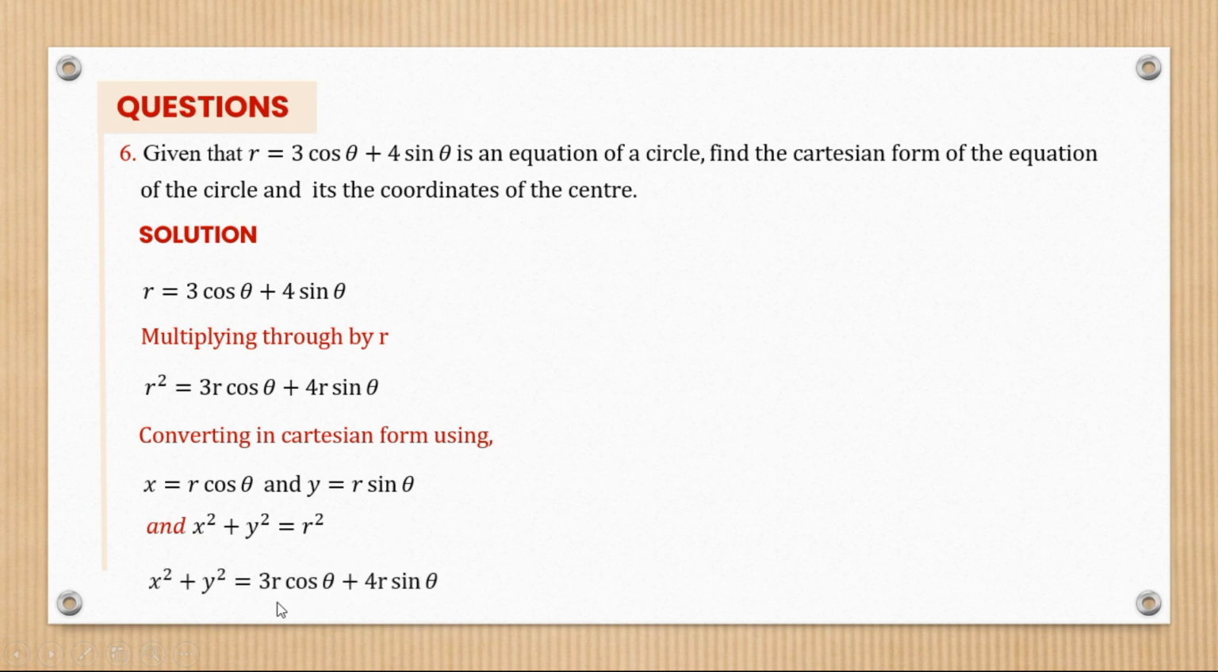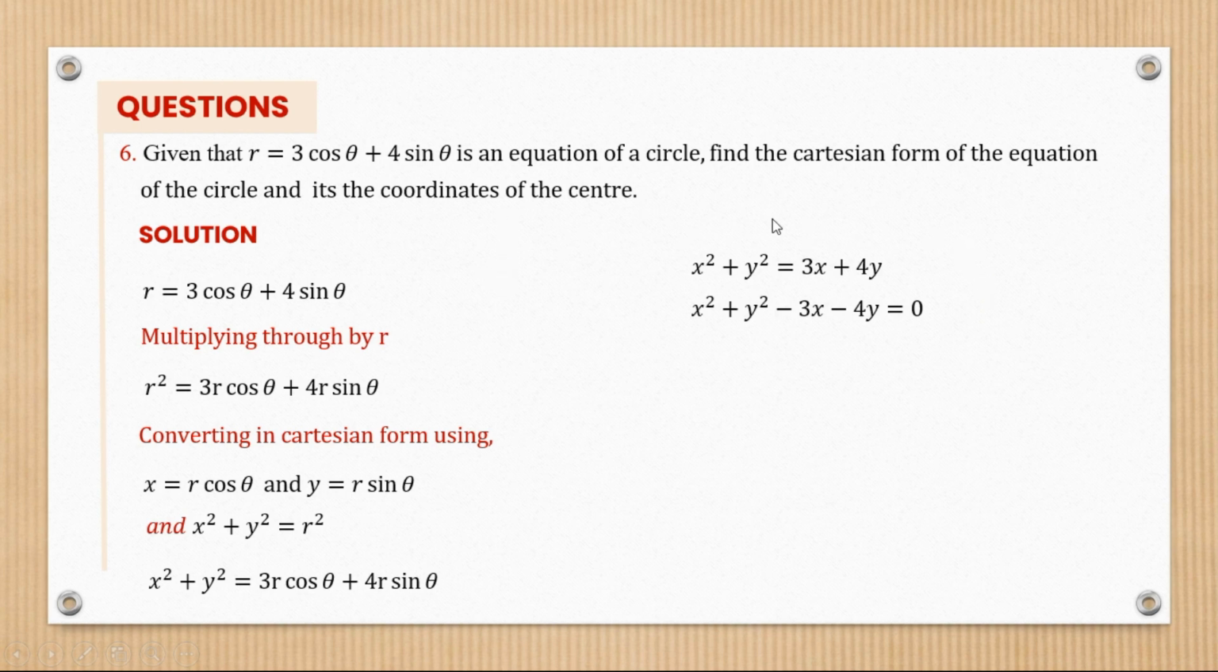Then we can also see that r cos theta shall be equal to x, and r sin theta shall be equal to y. So when I plug those in, this is what I'll have. Now when I bring this to the left hand side, the Cartesian equation of this circle shall be x squared plus y squared minus 3x minus 4y equals 0.